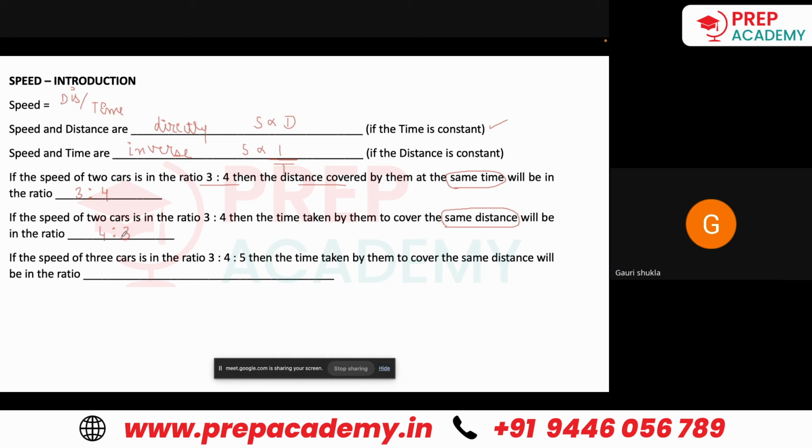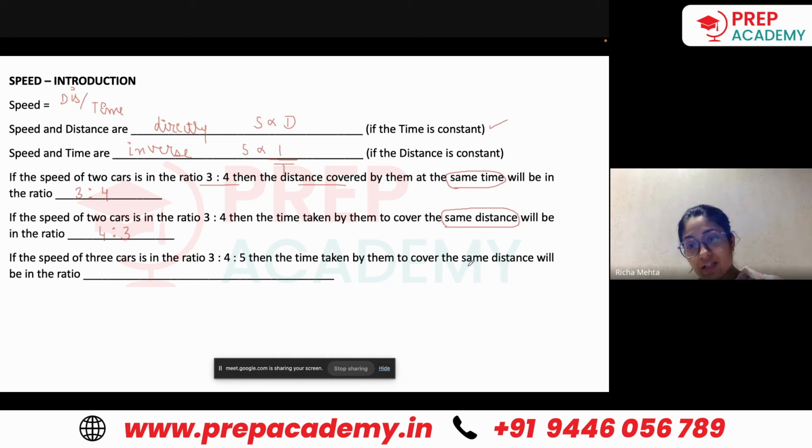Now the next: if the distance is the same again, and the ratio of speed is given as 3 is to 4 is to 5, what should be the ratio of time taken? When there are only two numbers in the ratio, you just directly invert the ratio. But here there are three numbers in the ratio. So if the speed ratio is 3 is to 4 is to 5, the time ratio actually becomes, because time and speed are inversely proportional, 1 by 3 is to 1 by 4 is to 1 by 5.